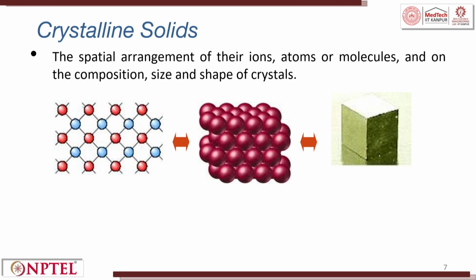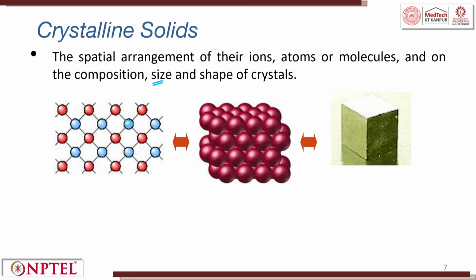So, these are 2D forms, these are 3D forms, and this is the total solid which you see in reality. These two are seen in the microscopical views. Right? So, the spatial arrangement of their ions, atoms, these are all atoms or molecules, and the composition. So, this is the composition, red one and blue one, composition, the shape and size of this.